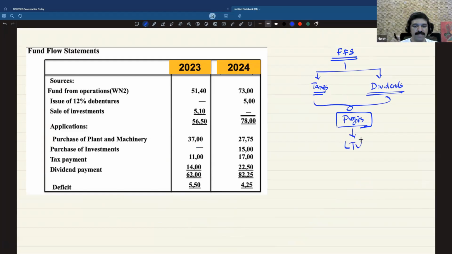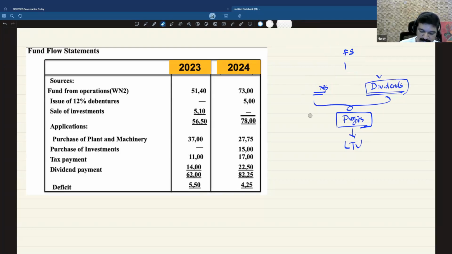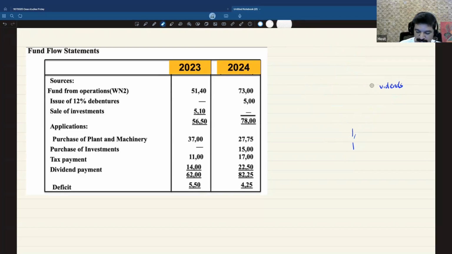Is that logic okay? We all agreed profit retained is a long-term source, because it is payable to the owners. So we call it a long-term source. So any usage of the profit, let's say in the form of taxes or dividend, should be construed as long-term use for the limited purpose of fund flow statement. Now with this understanding, let's try to solve this particular case.